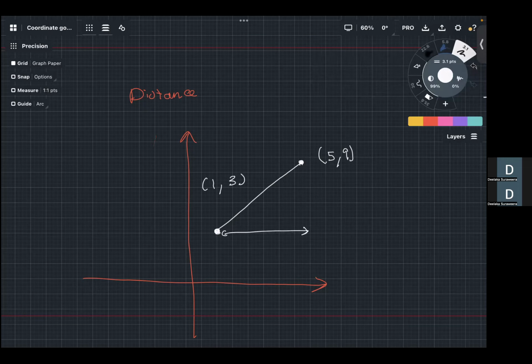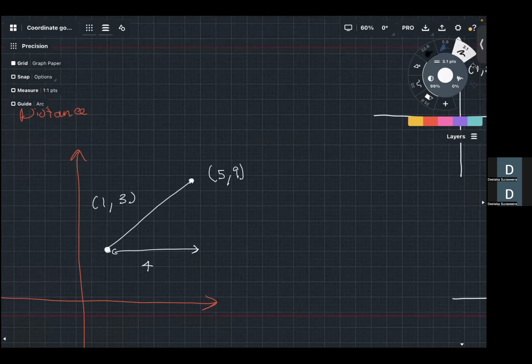Don't say the answer, even if you get it. I want the process. Do you do 5 minus 1 squared? Yes, let's do 5 minus 1 first, but yes, that does come into play. 5 minus 1 squared. Yes, and then what do you do? Plus 9 minus 3. Yep, that's the y coordinates difference. Good.